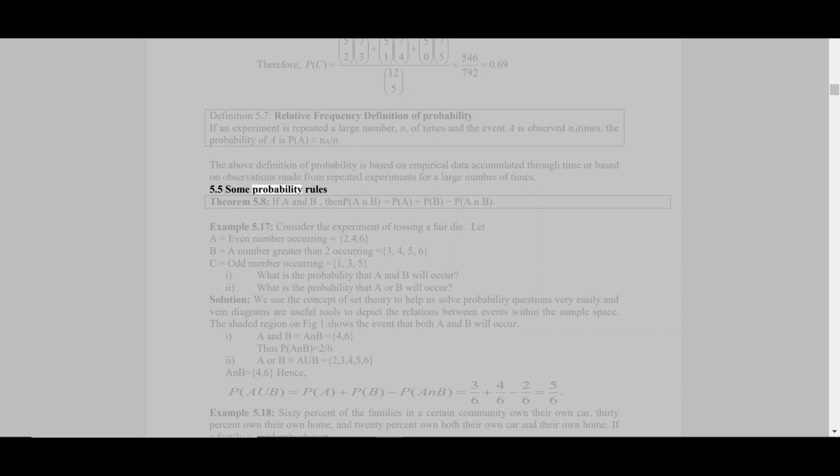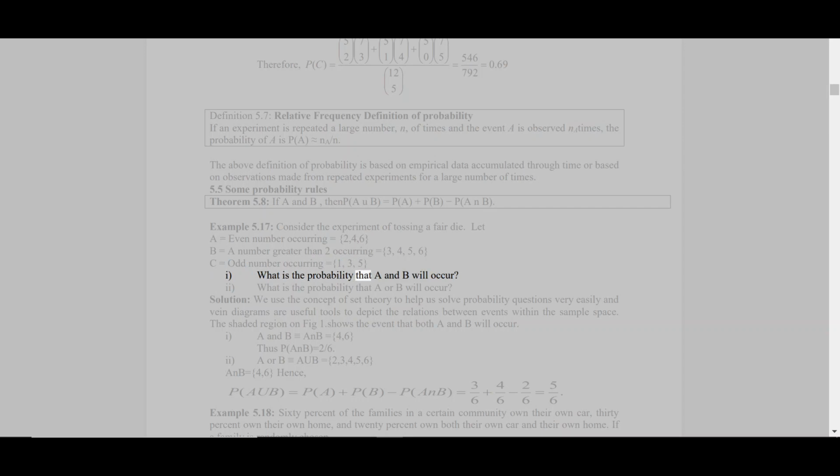5.5 Some probability rules. Theorem 5.8: for events A and B, P(A U B) equals P(A) plus P(B) minus P(A and B). Example 5.17, consider the experiment of tossing a fair die. Let A equal even number occurring = {2, 4, 6}, B equal a number greater than 2 occurring = {3, 4, 5, 6}, C equal odd number occurring = {1, 3, 5}.